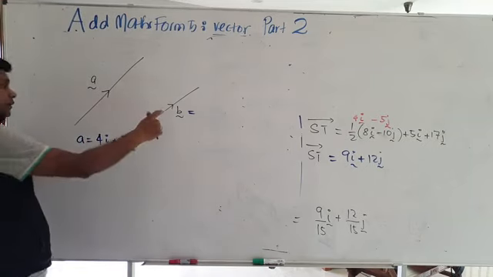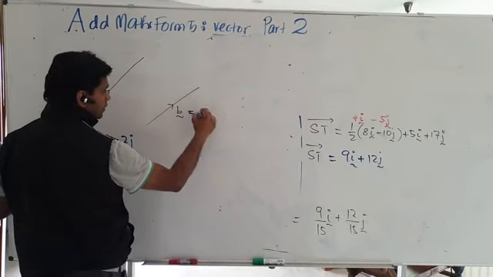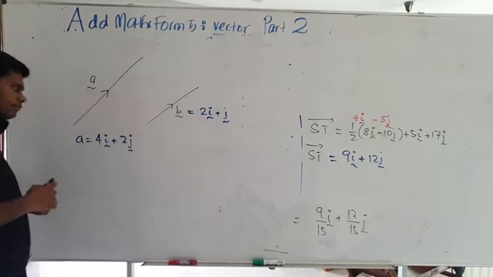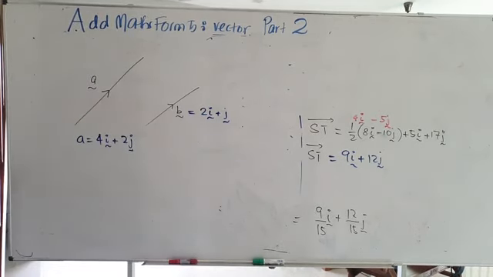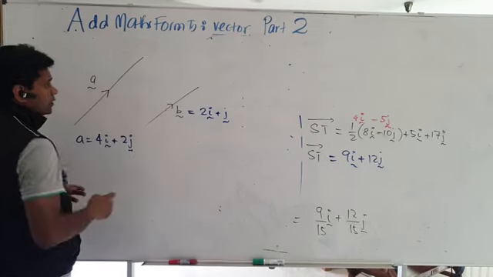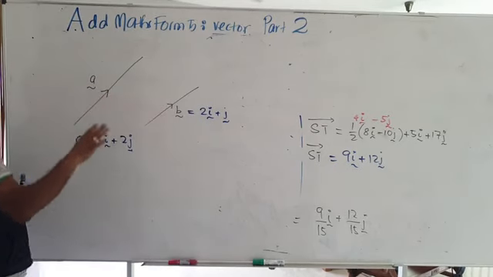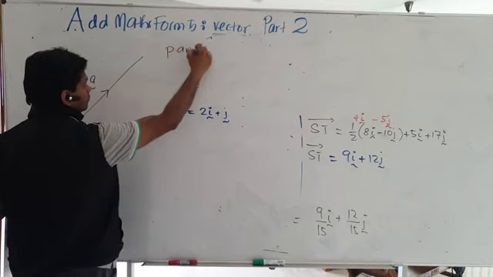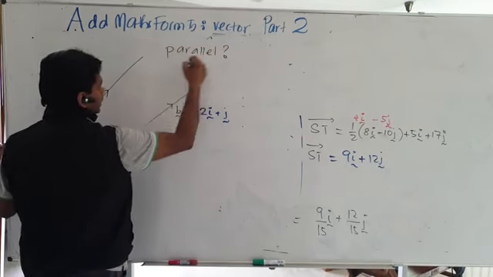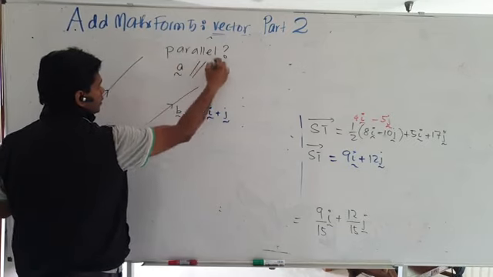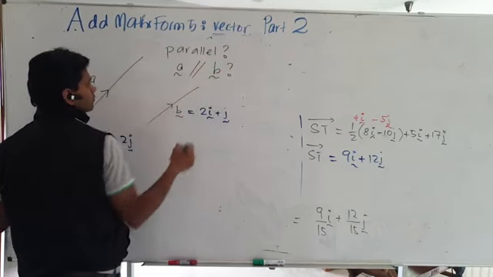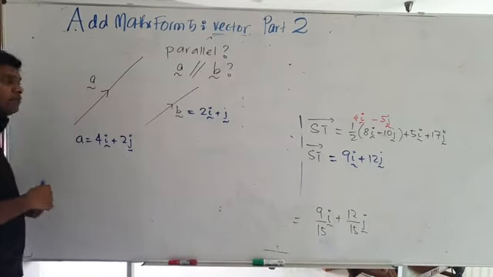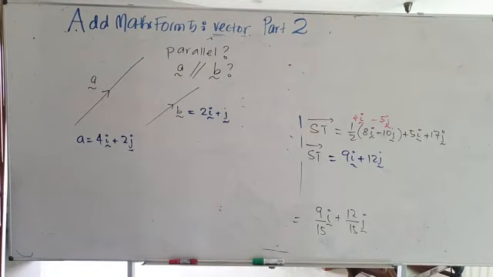Let's take a look at B. Let's say vector B is 2i plus j. Now, are these two vectors parallel? Is vector A parallel to vector B? That's the question. How to know whether they are parallel or not?